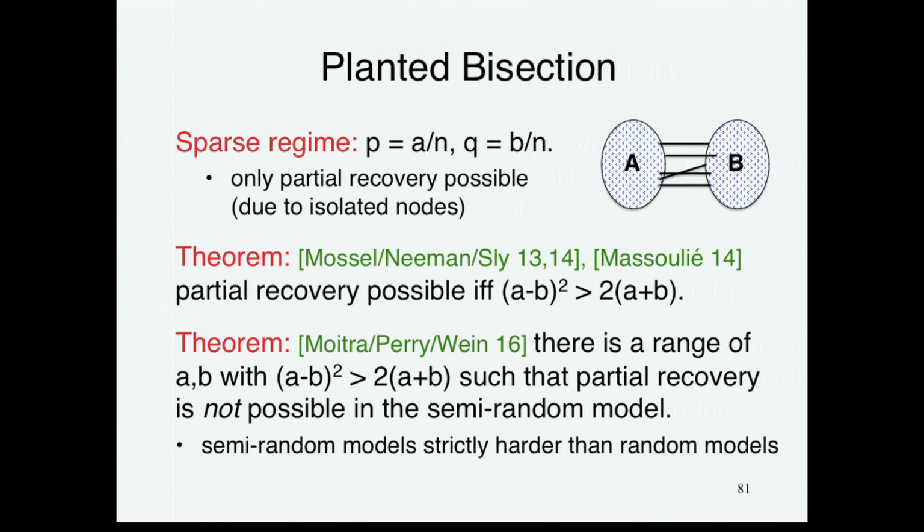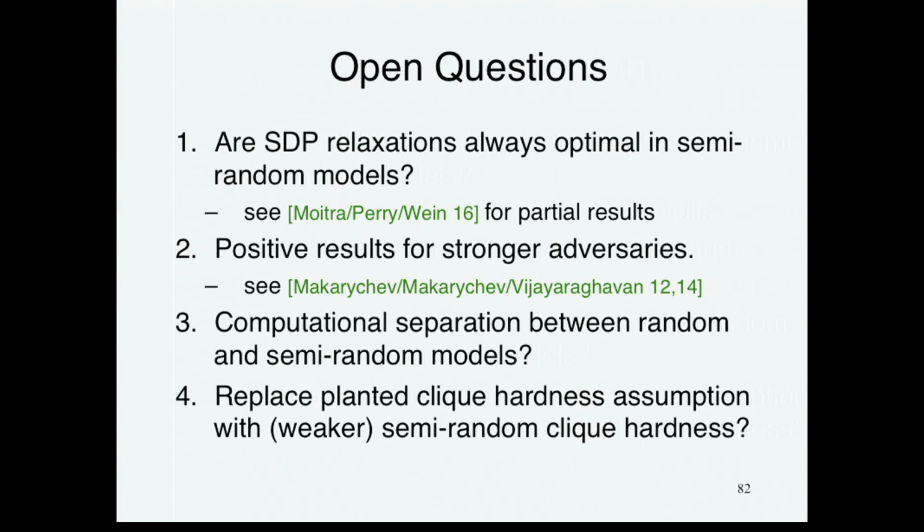Okay? So there exists an infinite set of choices for A and B, so that this condition holds, and hence partial recovery is possible in the random model, but it is not possible in the semi-random model. There is a monotone adversary that can screw up all of the algorithms. The gap isn't huge, so if you replace this with a larger constant, all of a sudden you can get semi-random algorithms for recovery, but this shows there really is a difference between the two models. Okay. So there's still nice open questions, I think, around semi-random models. I think there's still a lot to do.